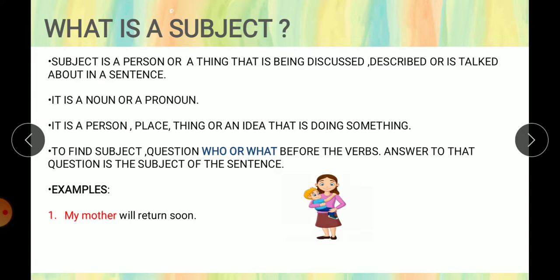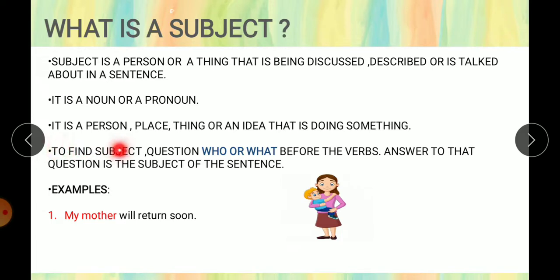So a subject can be a noun, it can be a pronoun. And you already know that a noun is a person, place, thing or an idea. So a subject can be a person, place, thing or an idea that is doing something. So any noun or pronoun about which we are discussing or talking in a sentence, that is known as a subject.